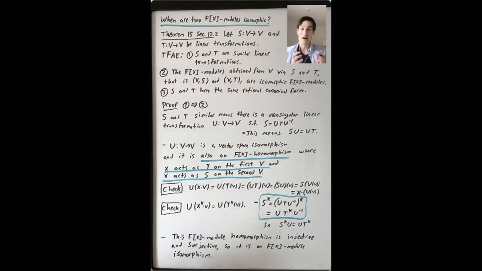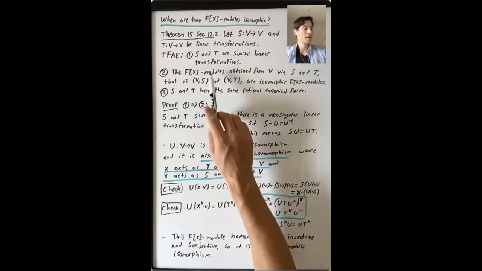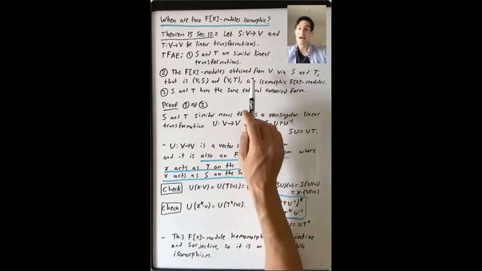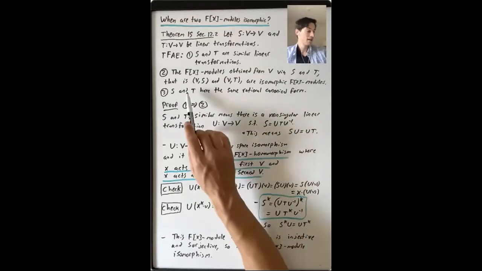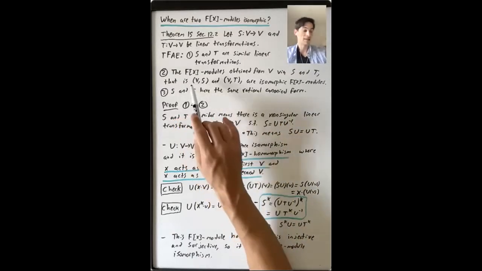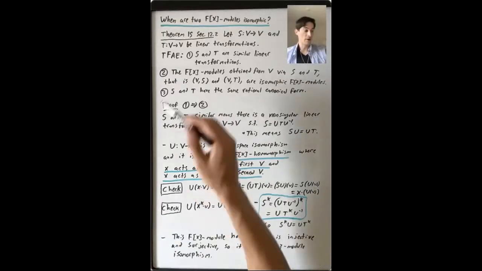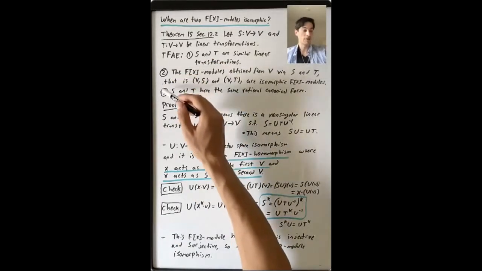So if you have one vector space V and two different linear transformations on that vector space, how do you check whether or not those linear transformations define isomorphic F[x] module structures on that V? One way to do it is to compute the rational canonical form for S and for T and see whether they're the same. So we'll prove this by proving 1 implies 2, 2 implies 3, 3 implies 1.